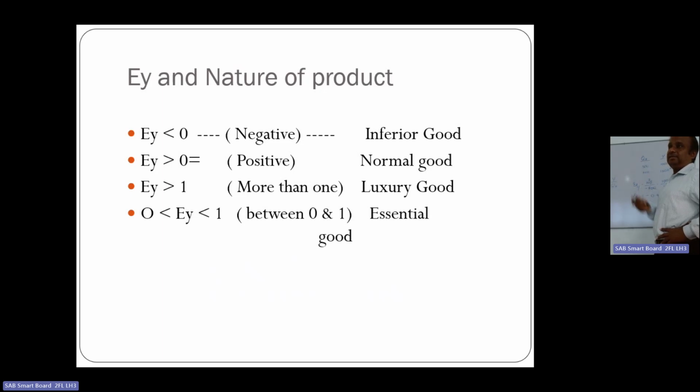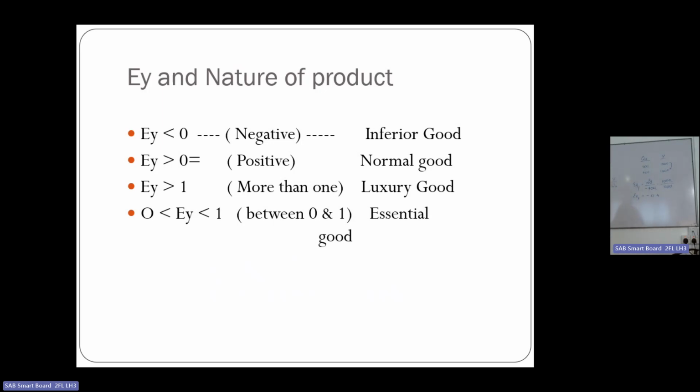Normally, when the income increases, the demand for luxury goods also increases by a very high amount, so it is a luxury good, more than 1. If the income elasticity is between 0 and 1, greater than 0 and less than 1, then it is a staple good, an essential good, a necessity good. We can say essential goods.